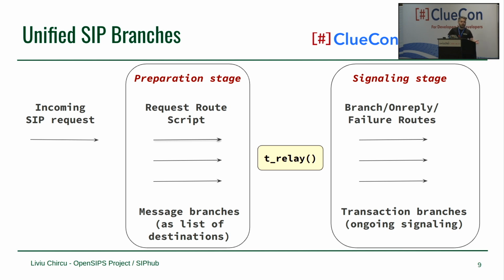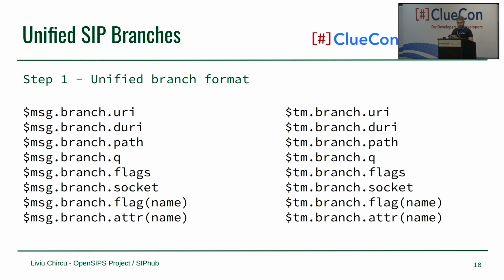So maybe you wanted to set some flags that you wanted to get back in the reply route, or maybe even you wanted to look back on some of the data that you had in the preparation stage. That is gone. That is all gone, and you have to pretty much hack your way and make AVPs. It's doable, right? But it led to some dirty scripting. So we wanted to make this a better process, and came up with this set of variables. So now you can see the unified format, right? There's branch, URI, destination URI, path, flags, and so on and so forth on both ends of the transaction. And the data gets carried over.